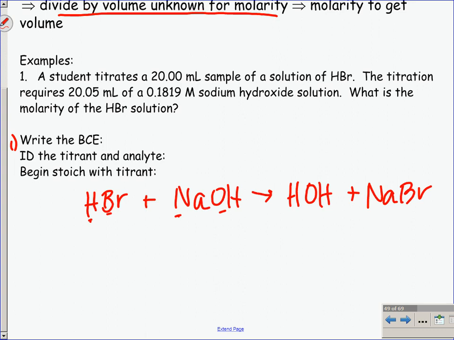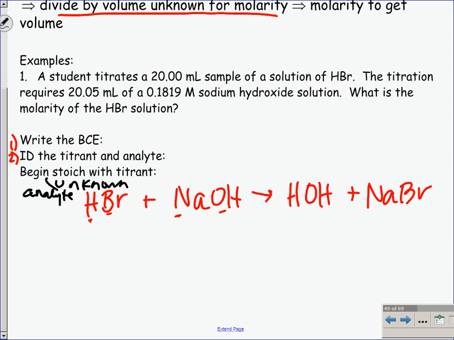Okay, so step 2, ID the titrant and analyte. I'm actually going to write this right above the reaction, just so I can keep everything really well organized. Ashton, what was the analyte again? Who was the question? Who was the unknown? Right, so this is my unknown, also known as analyte. Like I told you, sometimes more names than necessary are used to describe the same exact thing.